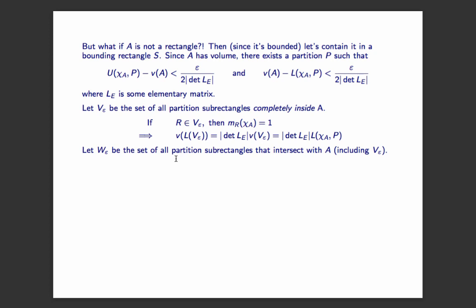Now let W epsilon be the set of all partition subrectangles that intersect with A. Another way of thinking about it is that the union of all subrectangles in W epsilon completely contains and envelops A.